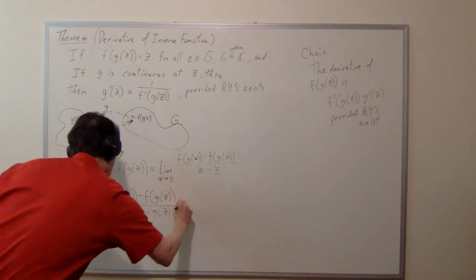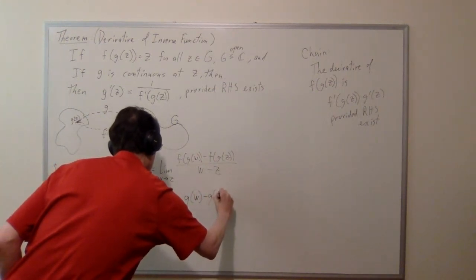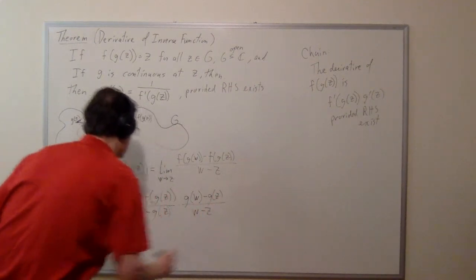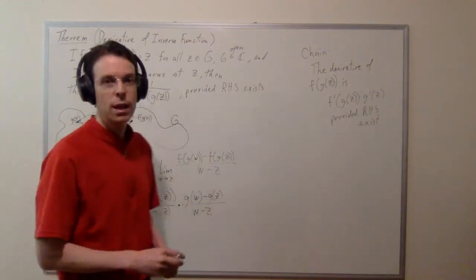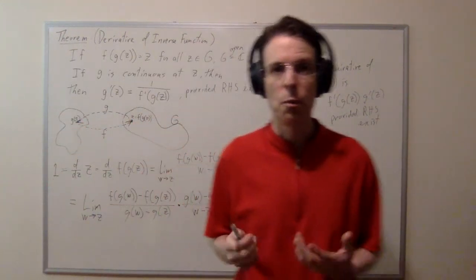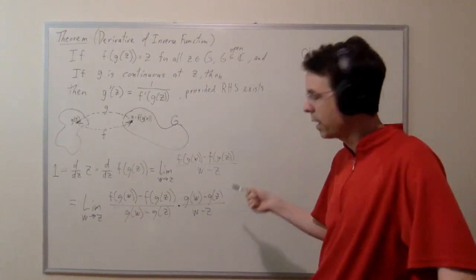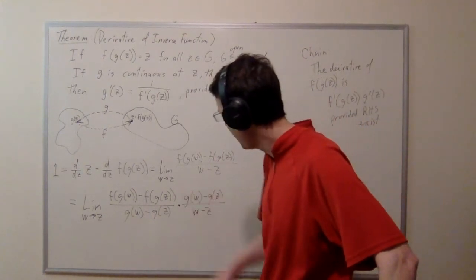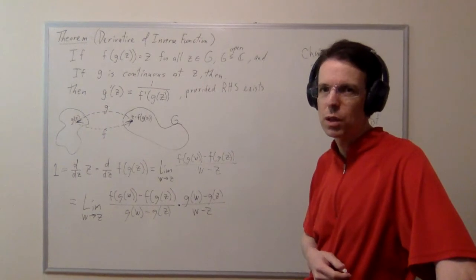So here's what I'm going to do. I'm going to multiply by g of w minus g of z, and divide by g of w minus g of z, just like in the proof of the chain rule. Actually, to be precise, just like in the false start of the proof of the chain rule, before I explained why that stuff is not going to fly, right? So in that proof, we did exactly that, and I said, that's not really going to work.